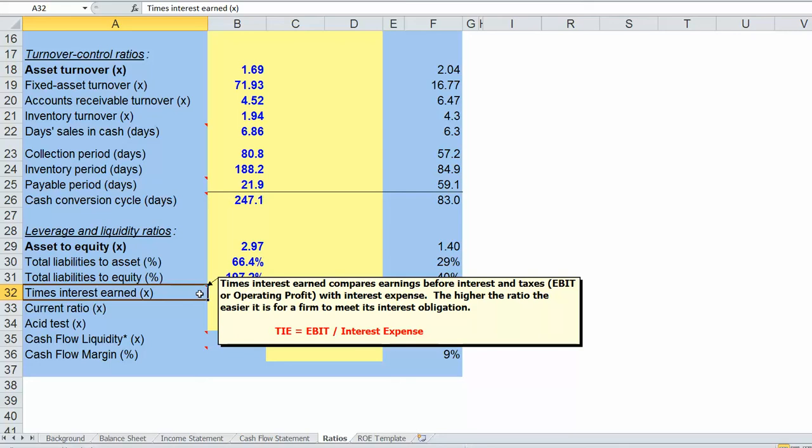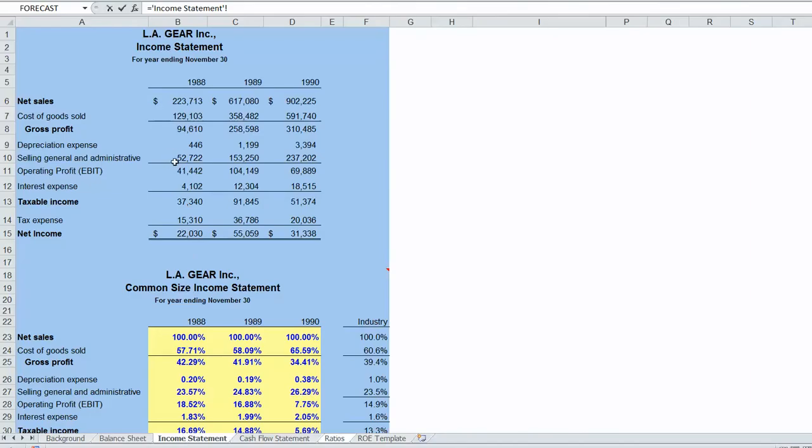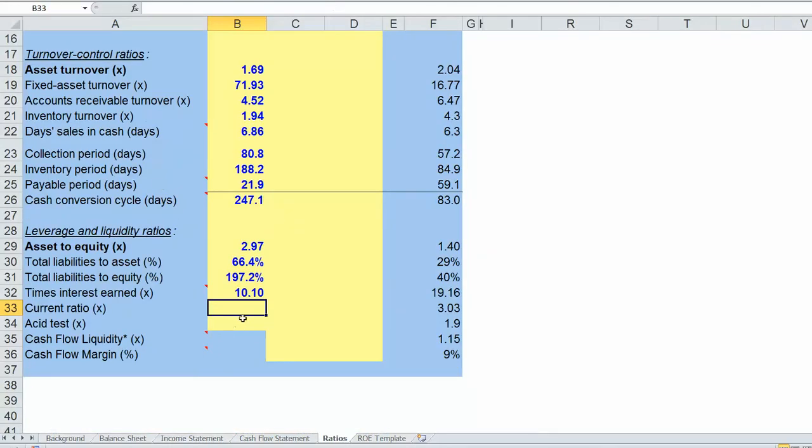Let's go ahead and take a look at that. Maybe it'll make a little more sense when we look at our income statement. So, equals income statement, earnings before interest and taxes, or operating profit, divided by our interest expense. And you can see that with $41,000 in operating profit and $4,100 in interest expense, we have coverage of about 10 times. We have 10 times as much operating profit as we have in interest expense. And our times interest earned ratio would be 10.1.